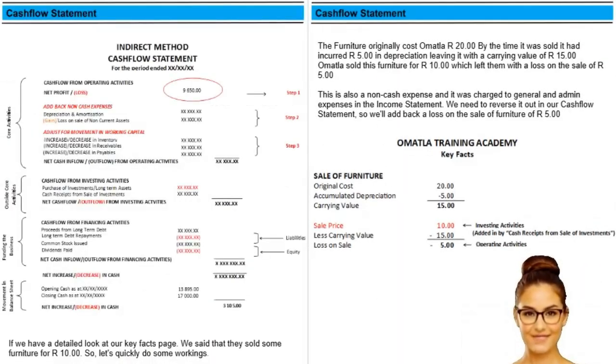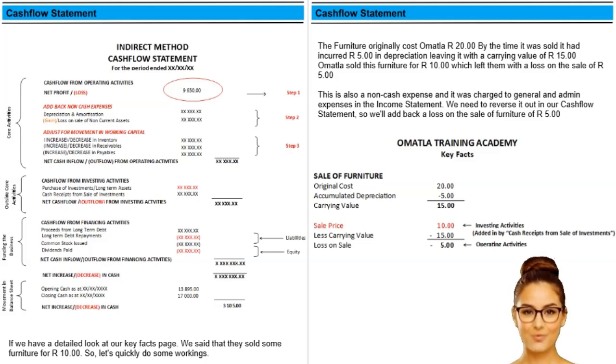Moving on to Step 2. If we have a detailed look at our key facts page, we said that they sold some furniture for 10 rands. So, let's quickly do some workings. The furniture originally cost Omatla 20 rands. By the time it was sold it had incurred 5 rands in depreciation, leaving it with a carrying value of 15 rands. Omatla sold this furniture for 10 rands, which left them with a loss on the sale of 5 rands. This is also a non-cash expense and it was charged to general and admin expenses in the income statement. We need to reverse it out in our cash flow statement, so we'll add back a loss on the sale of furniture of 5 rands.